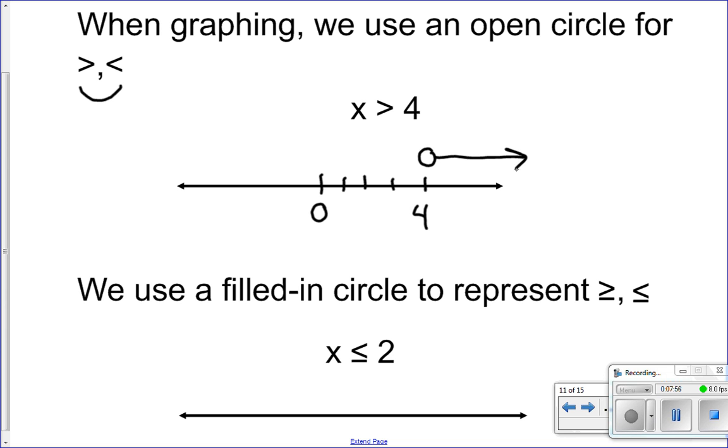5, 6, 7, 8. If you're not sure, always use 0 as a reference. Plug 0 in for x and see if it makes the inequality true. So if I plug 0 in for x, I get 0 is greater than 4. Well, 0 is not greater than 4, so therefore I'm going to have to shade the opposite way. I'm not going to shade towards 0 because anything towards 0 is not going to make this true. So I have to shade everything away from 0.